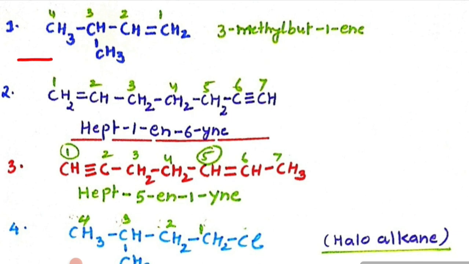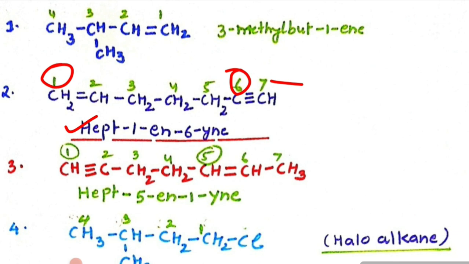Hence the preferred numbering will be moving from left towards right, that is 1, 2, 3, 4, 5, 6 and 7. Here this chain contains 7 carbon atoms, and the double bond is at the first and second carbon atoms, and at the 6th and 7th carbon atoms the triple bond is there. So for 7 carbon atoms, the root word is hept, 1-ene and 6-yne.